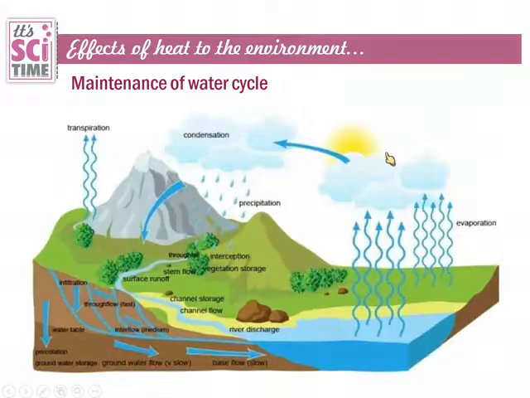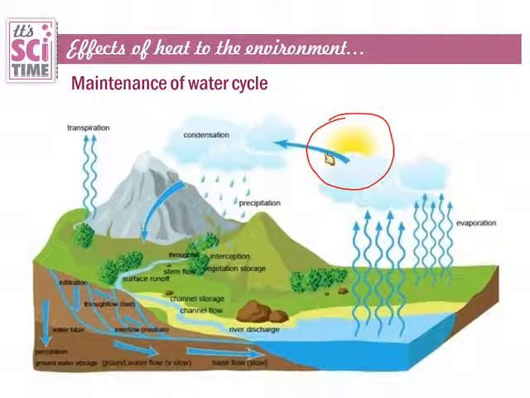Without the heat of the sun, evaporation will not occur. If evaporation does not occur, the water cycle cannot continue. Likewise, it is very important to have a heat source to continue the water cycle.